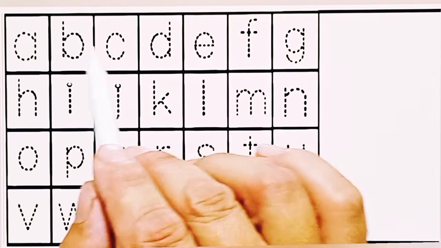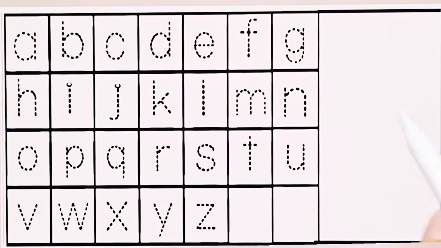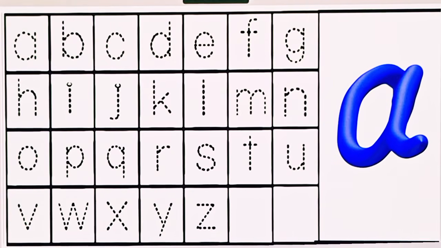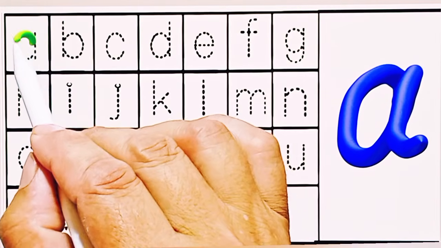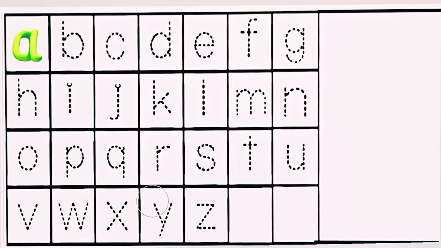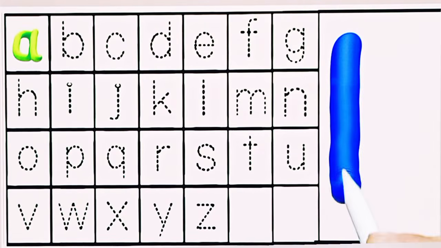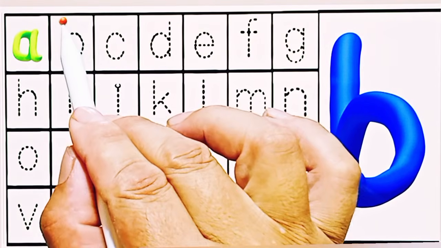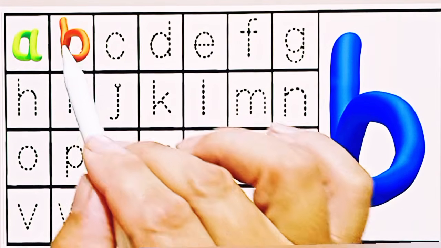Small letter A, B, C, D. A. A for apple. B. B for banana.